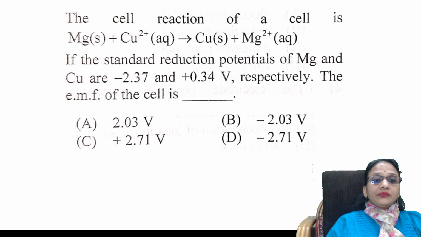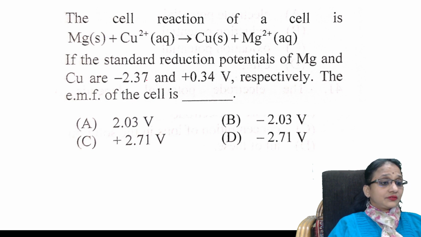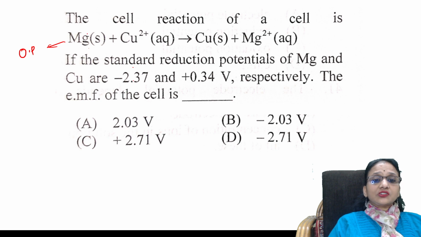Next. The cell reaction of a cell is this. Okay. Magnesium plus copper ion gives me copper plus magnesium ion. What is it if the reduction potentials of magnesium and copper are given? So for magnesium, this is always oxidation potential, because it is losing electrons. From magnesium, it is going to Mg2+.